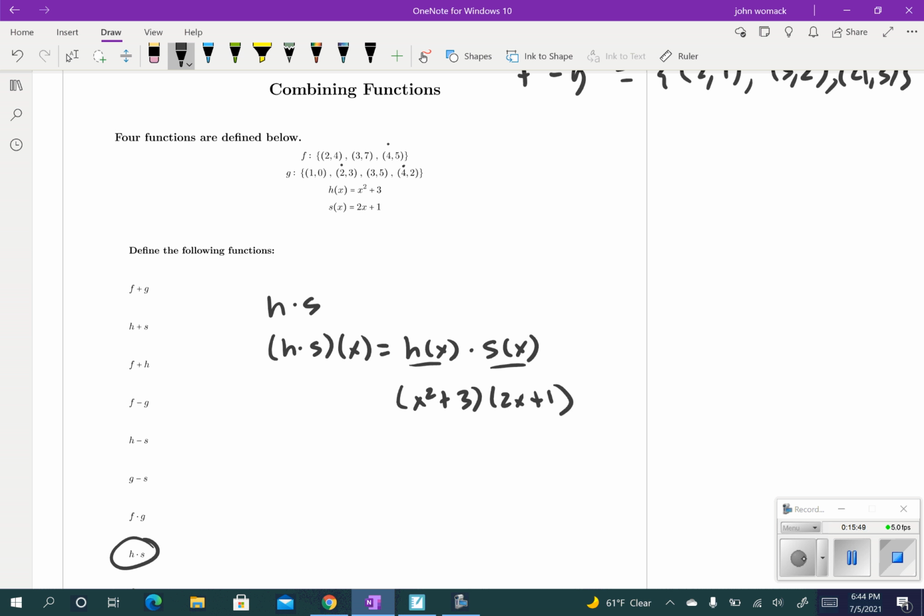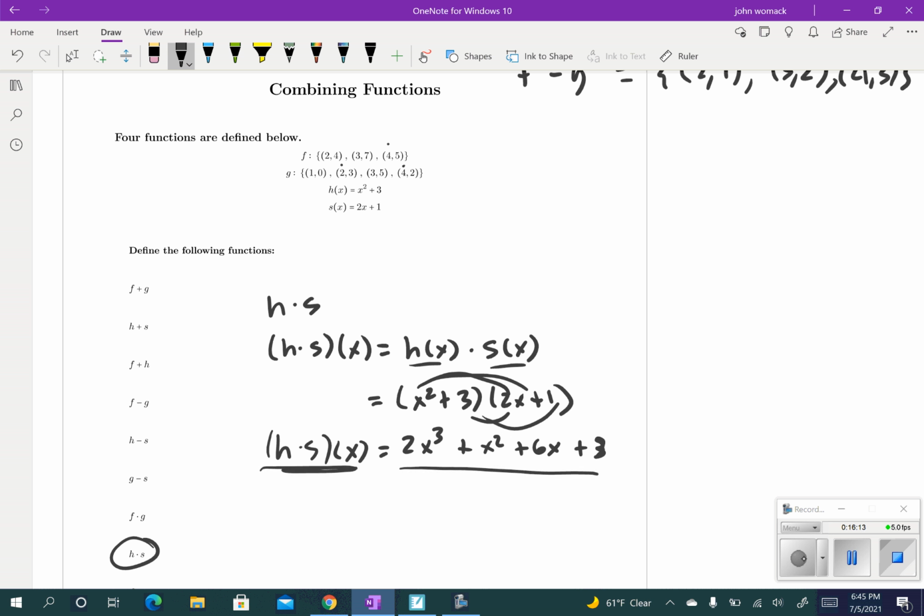Now I can simplify that a bit, right? I could multiply that out. So if I multiplied it out, I'd end up with 2x cubed plus x squared plus 6x plus 3. So that is what h times s of x equals. And sometimes they might just ask you for that. They might ask you just to find this, simplify it, you're done.